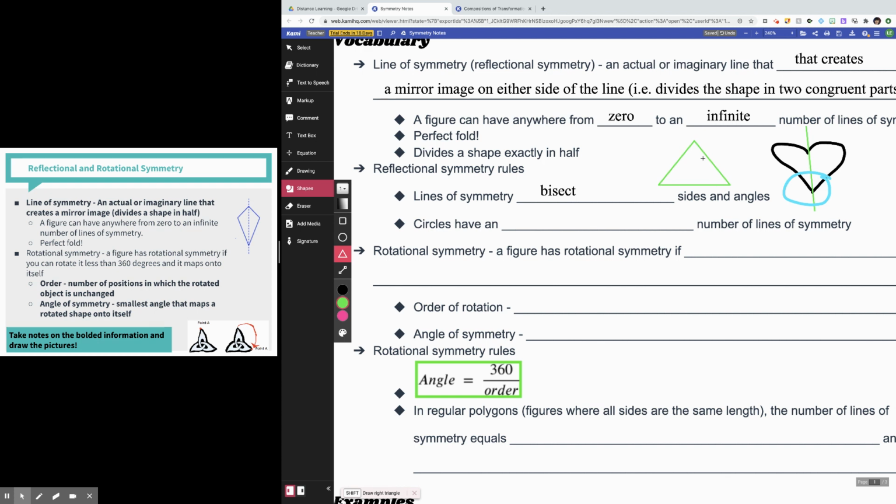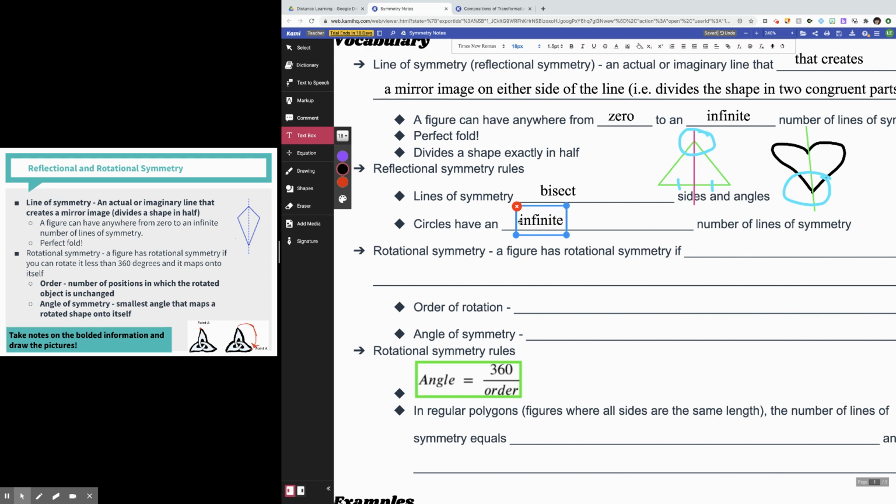You can also do this with more common shapes. Say we have a triangle right here, and then I draw a line straight down the middle. Not only is this angle up here bisected, this side down here at the bottom is also bisected. So we divide it into those two congruent parts. The other reflectional symmetry rule is that circles have an infinite number of lines of symmetry. You can draw a line anywhere through the middle of a circle and it will cut it in half. It's because of the nature of circles.